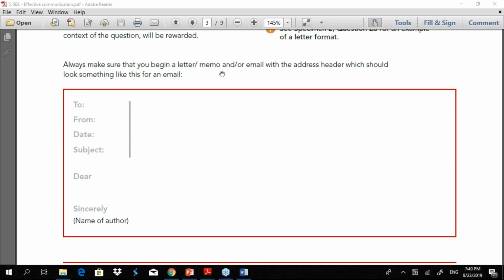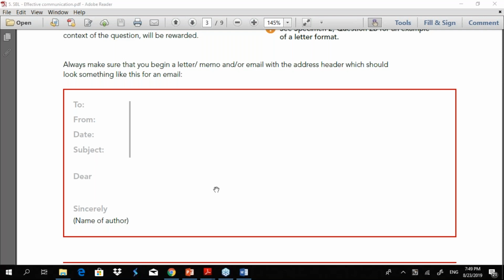So a letter, memo, and or an email will look like this: to, from, date, subject, and then finally you sign out. On a letter and email, you can say dear, but for a memo, you don't have to. Since you put from, to, you can avoid that.